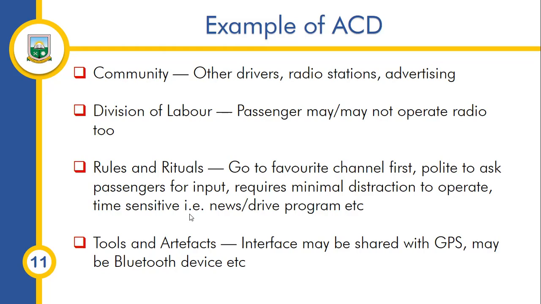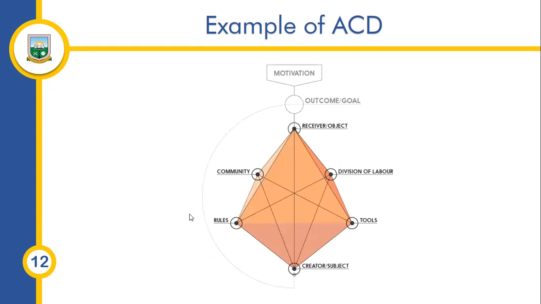And the rules and the rituals: go to favorite channel first, polite to ask passengers for input, requires minimal distraction to operate, time sensitive. So this part is talking about the rules that you have to follow or the normal things that they go about in the system. And then the tools and the artifacts involved in the system are the interface, maybe shared with GPS or maybe a Bluetooth device, like the radio station where the sound or the music is coming from.